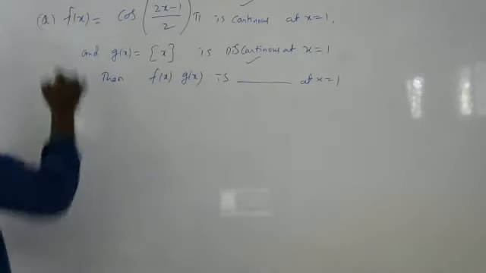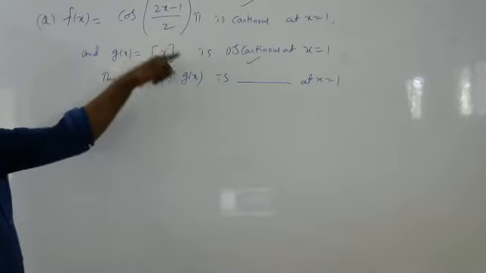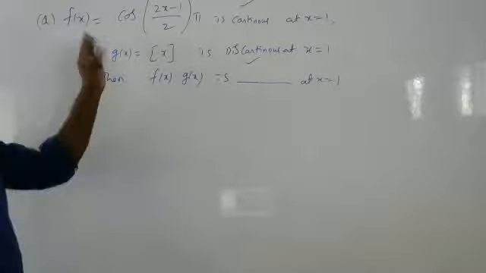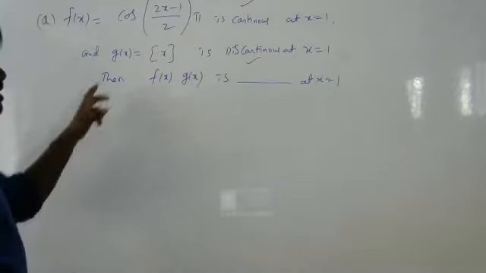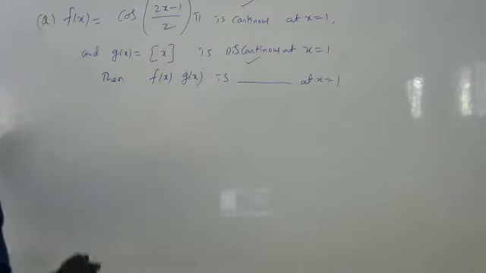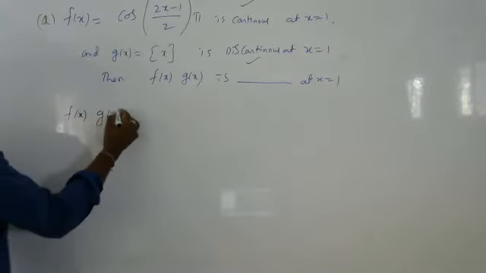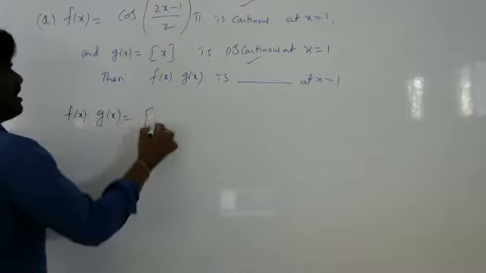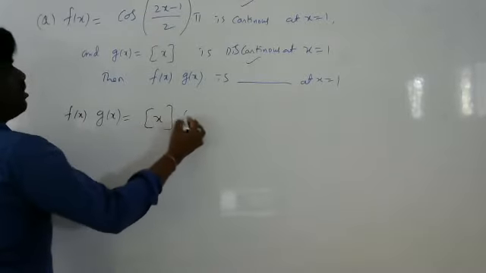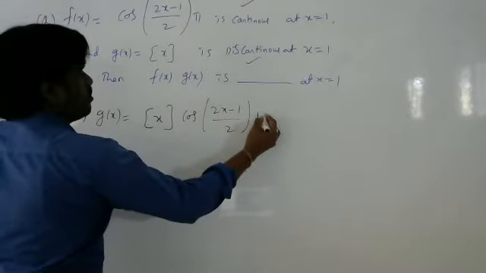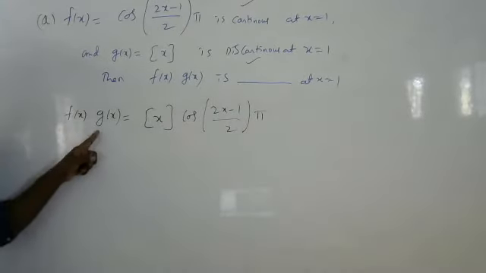This type can be asked directly. If this is continuous, then it asks f of x into g of x is dash, so you can say directly continuous, okay? But here in this case, I have to check. So what I do here: f of x into g of x is equal to, I write, greatest integer x into cos 2x minus 1 by 2 into pi. This is f of x into g of x.